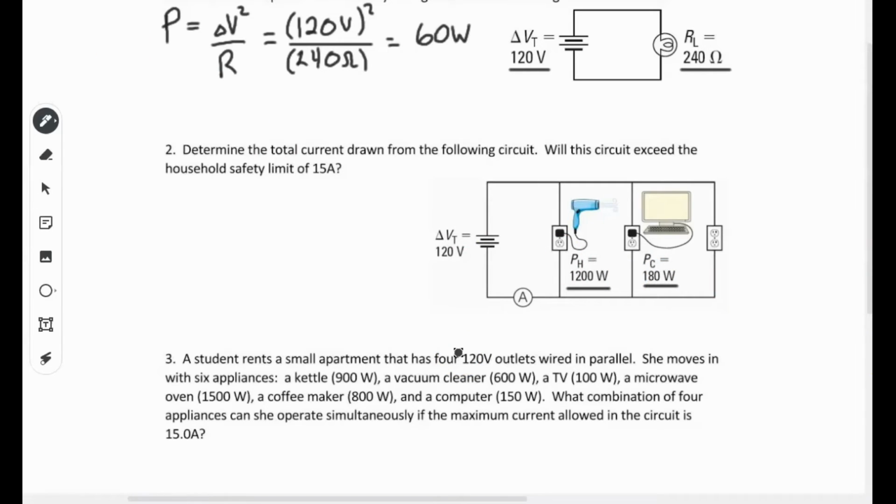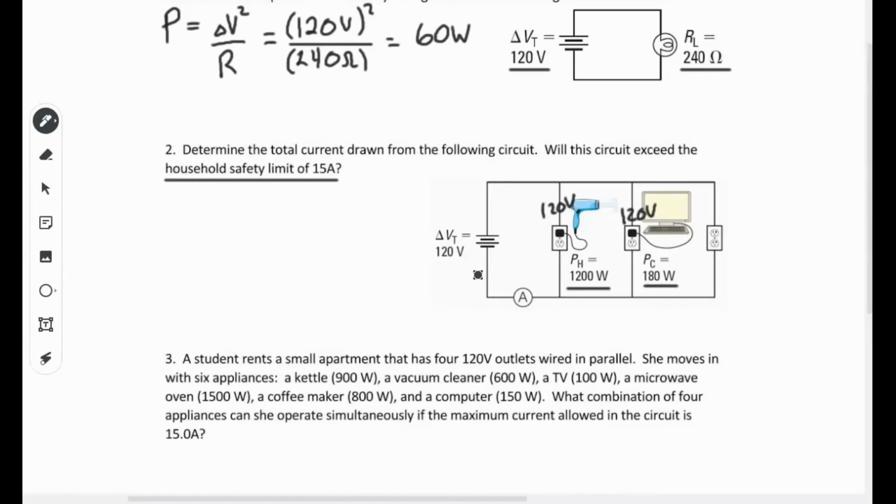So what we're going to do in this question is test to see if having these two appliances plugged in will exceed our household safety limit of 15 amps. Now there are two ways we can do this. Since we know this is a parallel circuit, the voltage is the same in each one, so they're both drawing 120 volts. And then knowing power, you could figure out resistance, current, the total current, total resistance. You can solve the entire circuit.